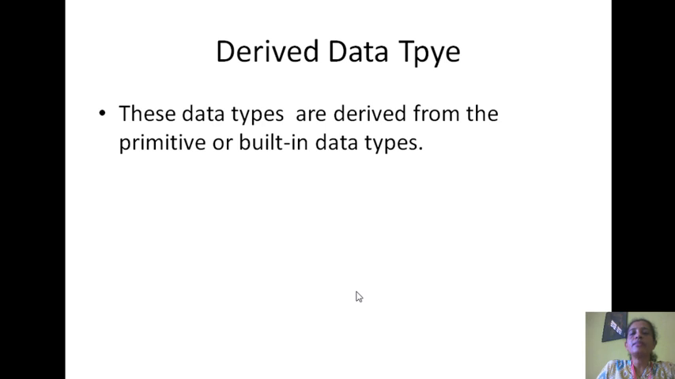The next one is the derived data type. Based on the primary data types, if we create another data type, then it is considered a derived data type. A derived data type is not a built-in data type, so it is fully created by the user.